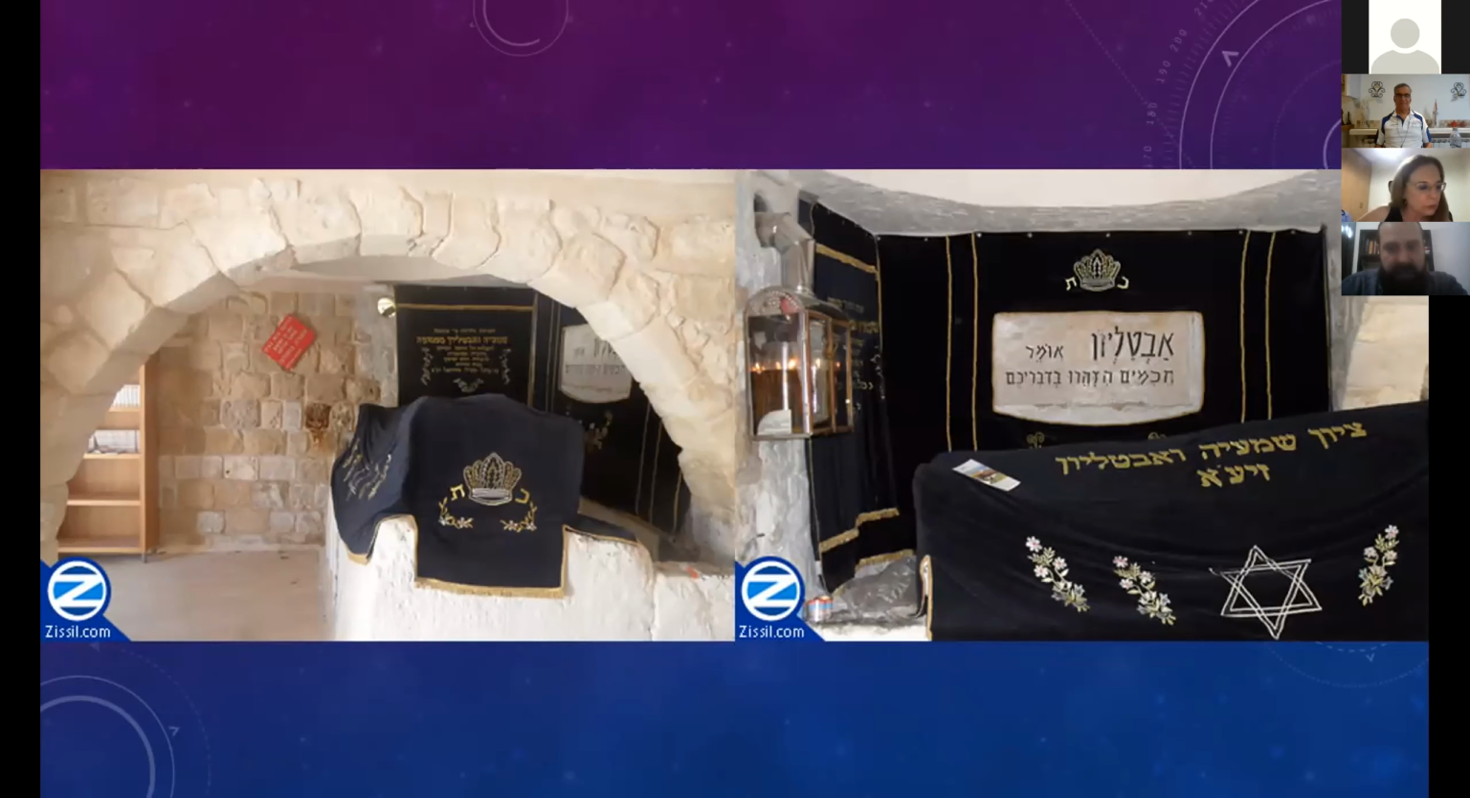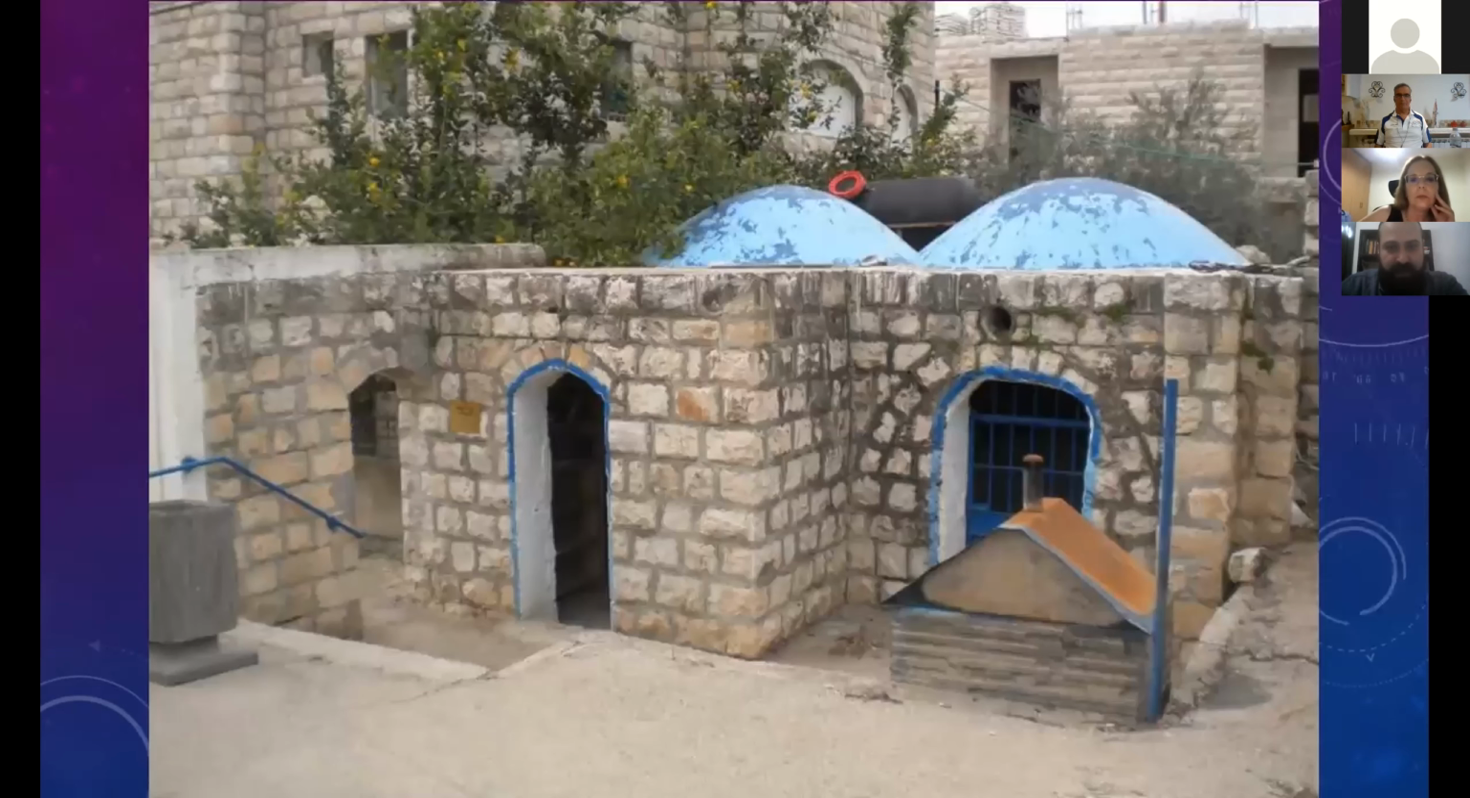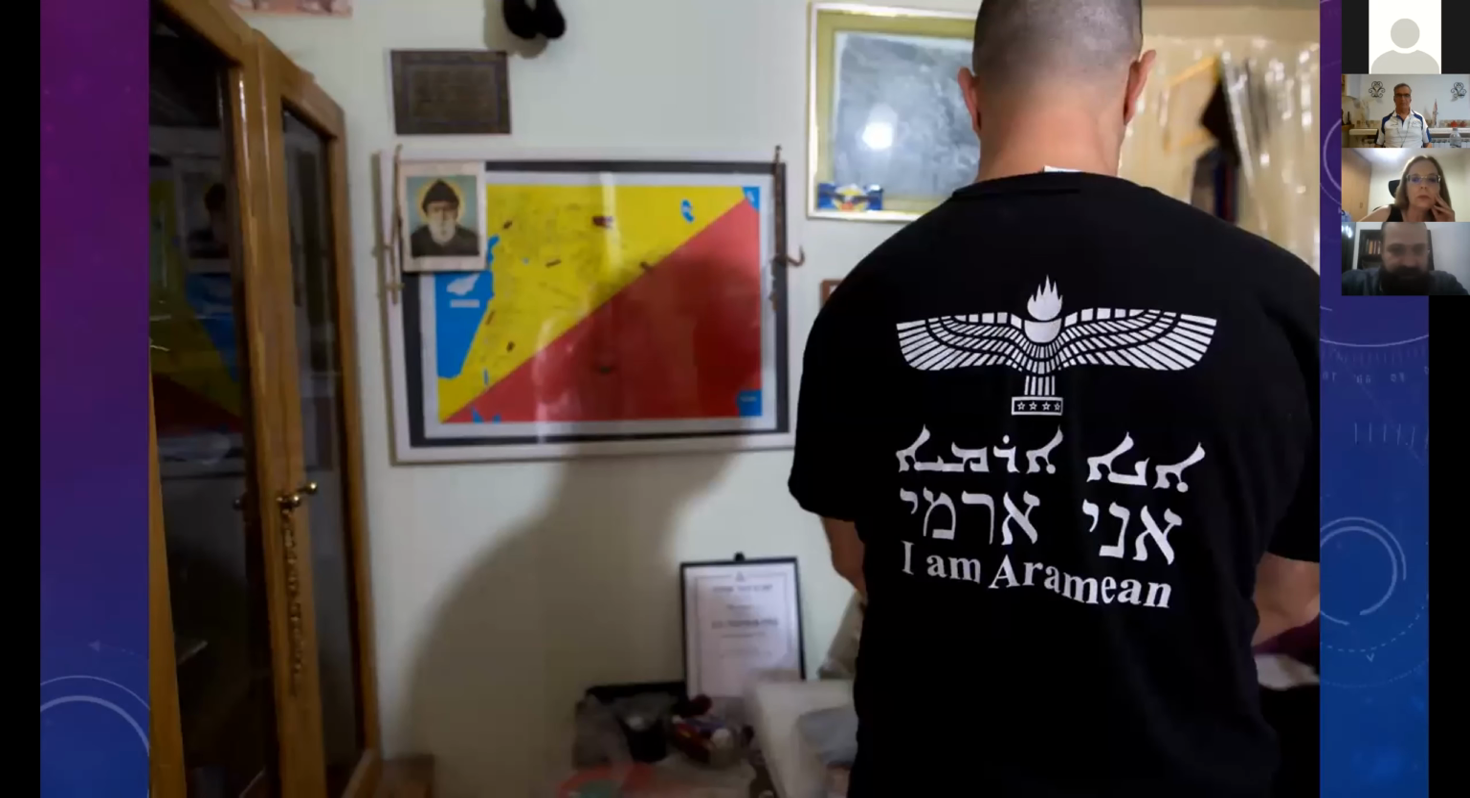Their tombs are located in Jish, or Gush Halav, which is a Maronite Christian village in Galilee, northern Israel, and a center of the Arameanist movement in Israel.